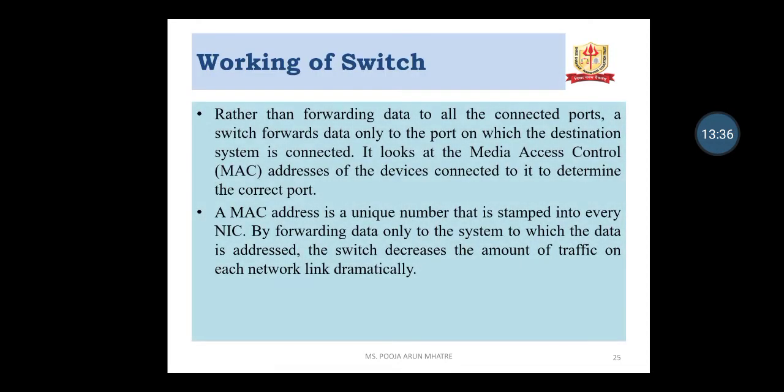Working of switch. Rather than forwarding data to all the connected ports, a switch forwards data only to the port on which the destination system is connected. It looks at the media access control, that is the MAC addresses of the connected devices, to determine the correct port. A MAC address is a unique number that is stamped into every NIC. By forwarding data only to the system to which the data is addressed, the switch decreases the amount of traffic on each network link dramatically.